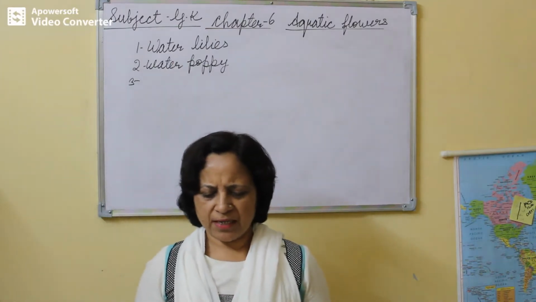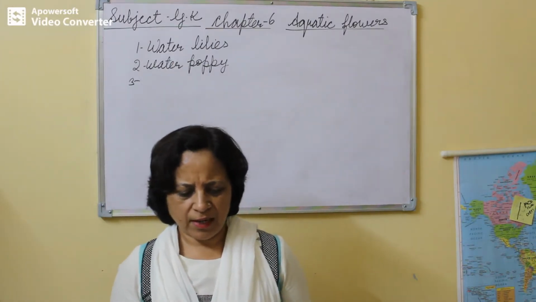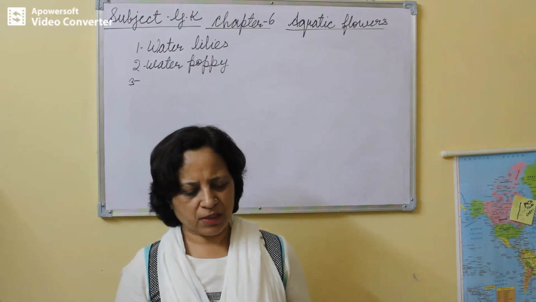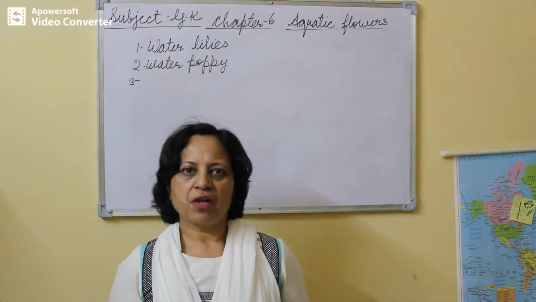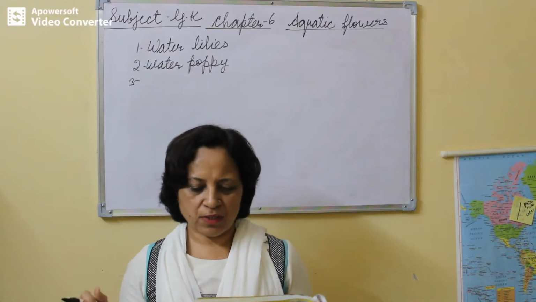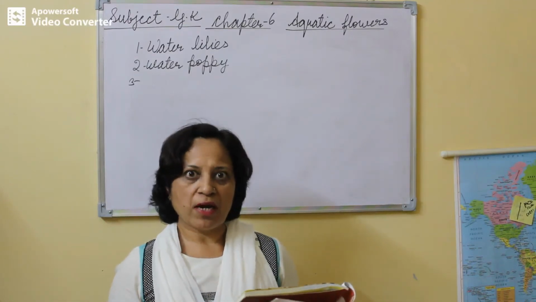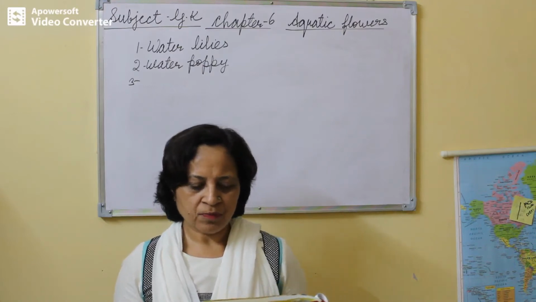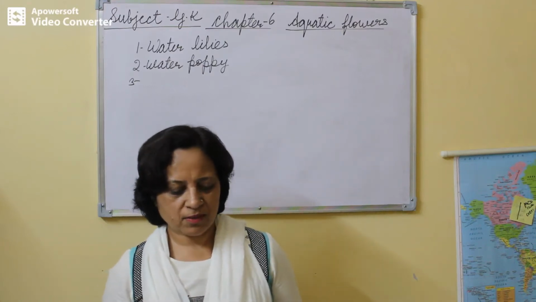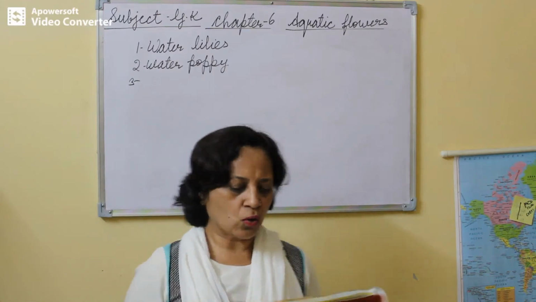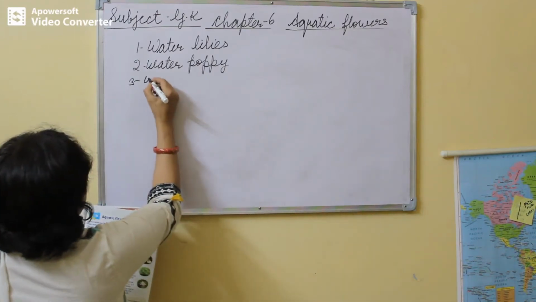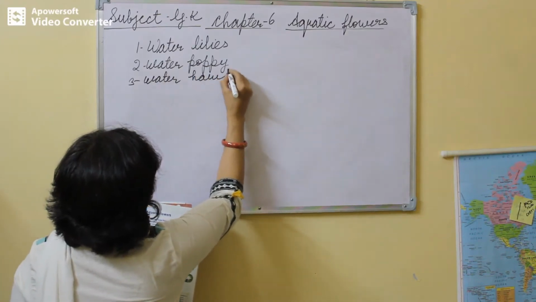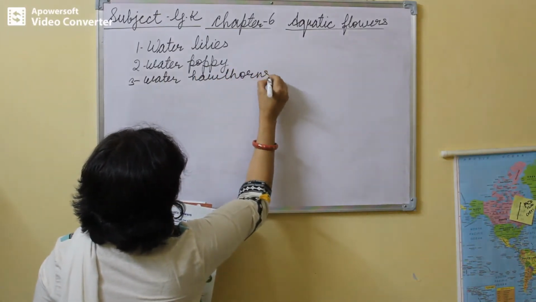Third are white fragrant flowers with a black center and bright green leaves, and they bloom for the rest of the year. They are wild flowers, fragrant flowers, means they give fragrance also, and they have bright green leaves. The answer is water hawthorns, W-A-T-E-R water, H-A-W-T-H-O-R-N-S.